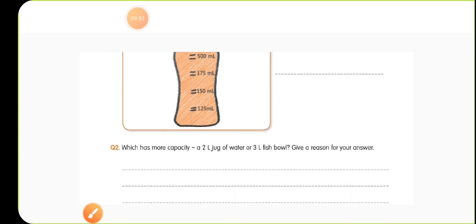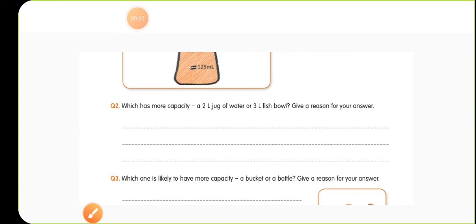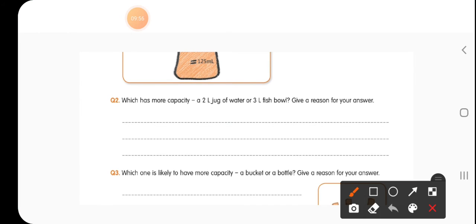Now let us move to the second question. Which has more capacity, a 2-liter jug or a 3-liter fish bowl? Definitely the 3-liter fish bowl has more capacity because it's bigger in size and it can hold 1 extra liter compared to the jug. So the capacity is more in the 3-liter fish bowl.